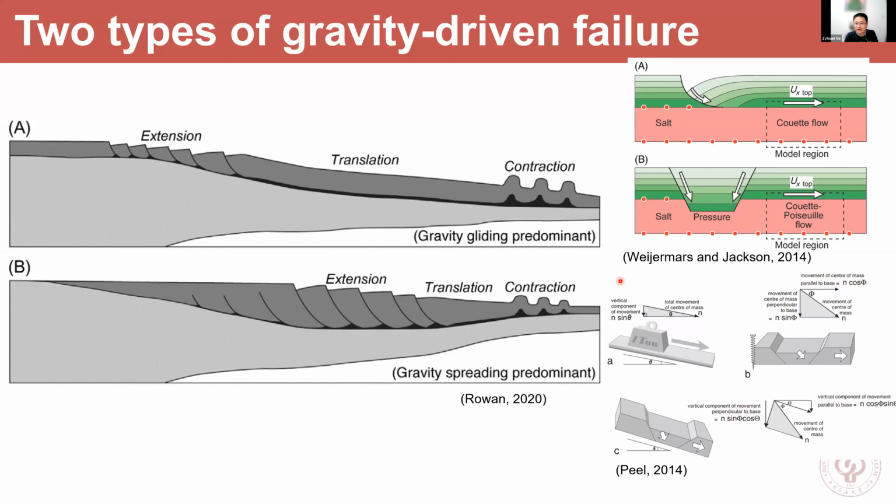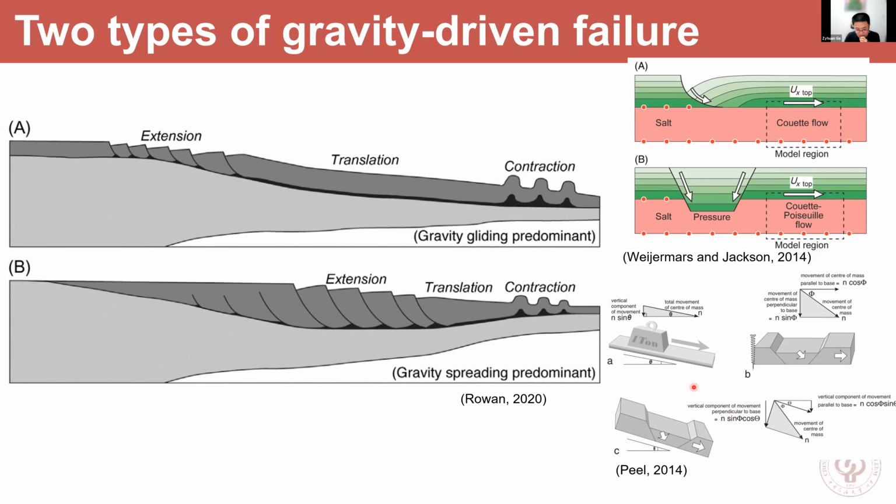I should mention that there are different views on how we divide these two types of gravity-driven failure. There's a proposition that we use soft flow to divide them. For example, when you have collapse flow or shear flow dominance, you have gravity gliding, and when you have Poissonian flow or channel flow dominance, you have gravity spreading.